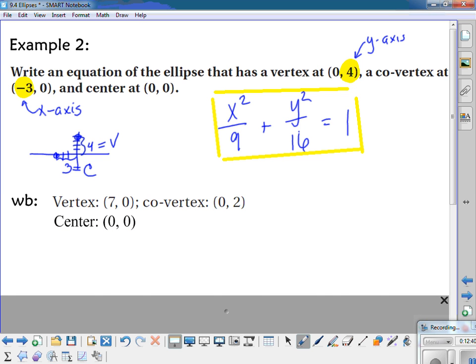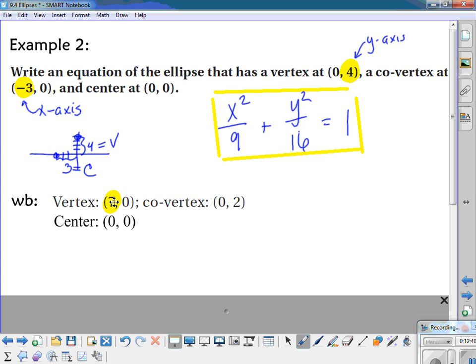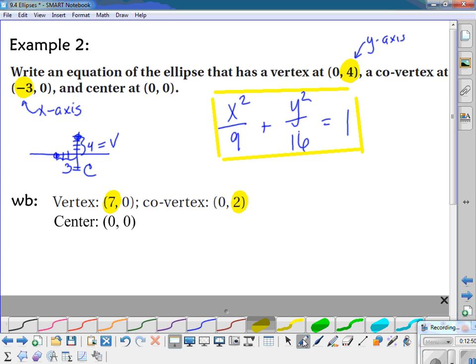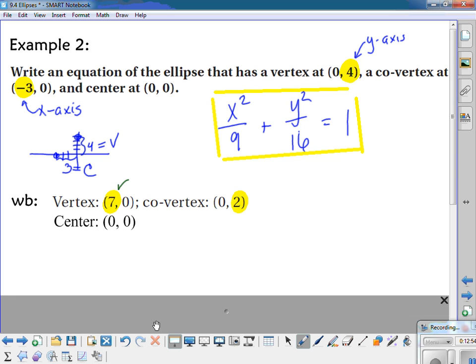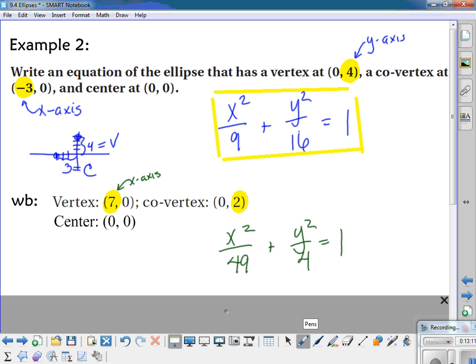I'll let you guys practice on this one. All right, so this time it was on the x-axis. And so we ended up with x squared over 49 plus y squared over 2 squared, which is 4, equals 1. I think all of you guys had that.